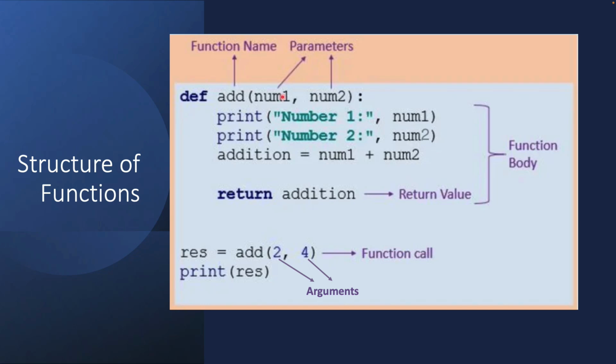Okay, so the function can do two things. It can process a few things, and that's it, but it can also process something and return something to the function call.